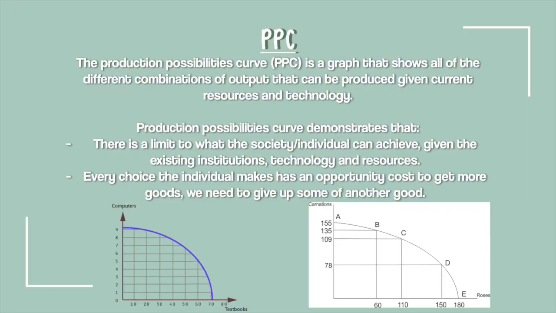The production possibilities curve is a graph that shows all of the different combinations of output that can be produced given current resources and technology. So the PPC is a curve that shows the amounts of two products that can be produced when both depend on the same resources. The PPC does not tell how much of each good the economy needs to produce, but it only tells how many goods they must give up if they are to produce more of the other good.